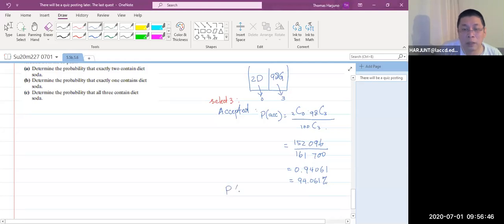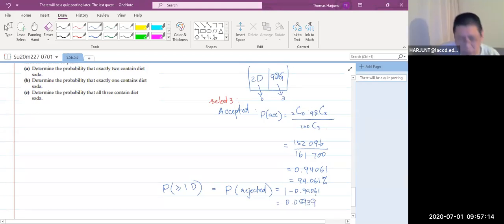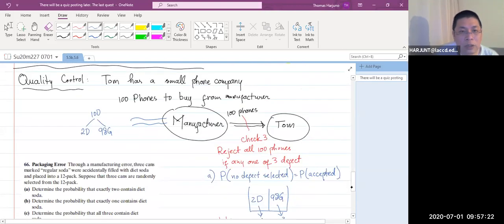Now, what is the probability that it will get rejected? That's 1 minus that, right? 1 minus 0.94061. That's if they find at least one defect. So that will be 0.05939, which is slightly more than 5%.